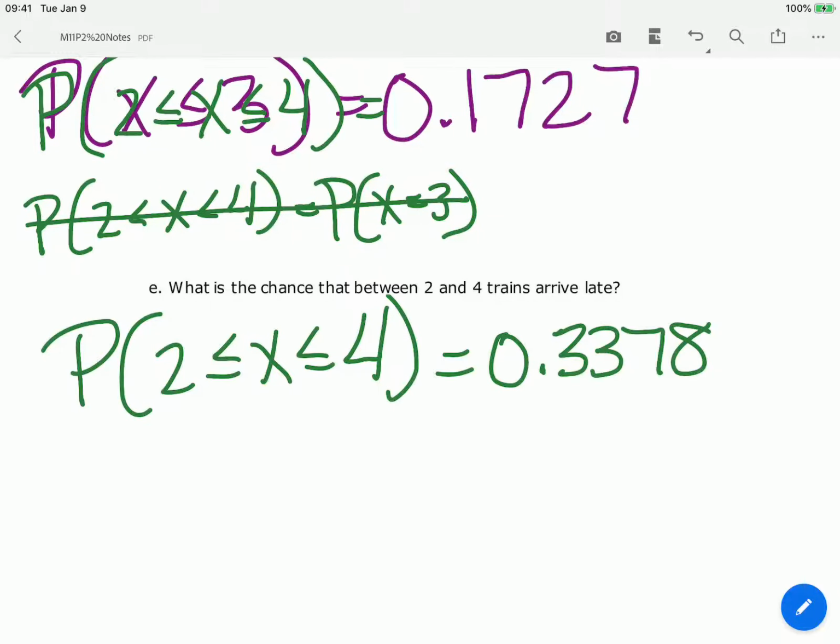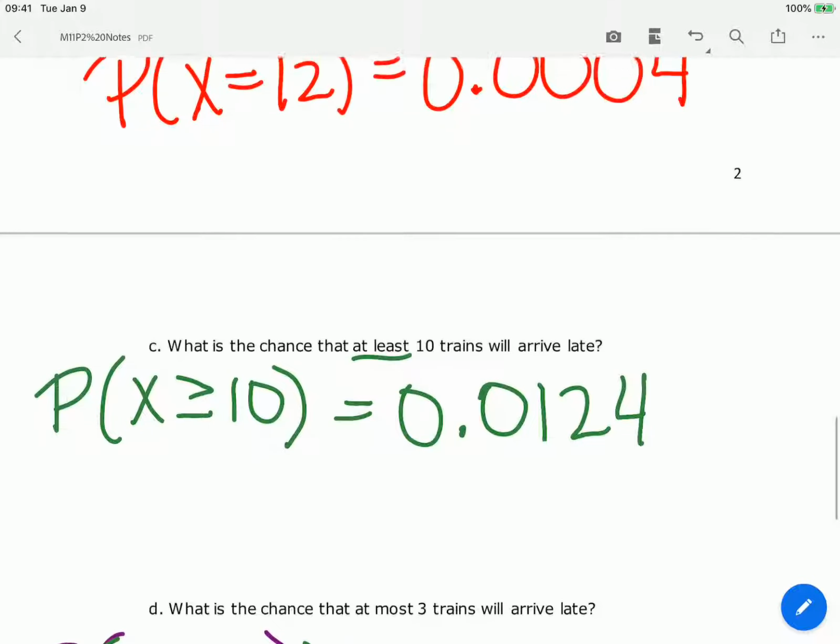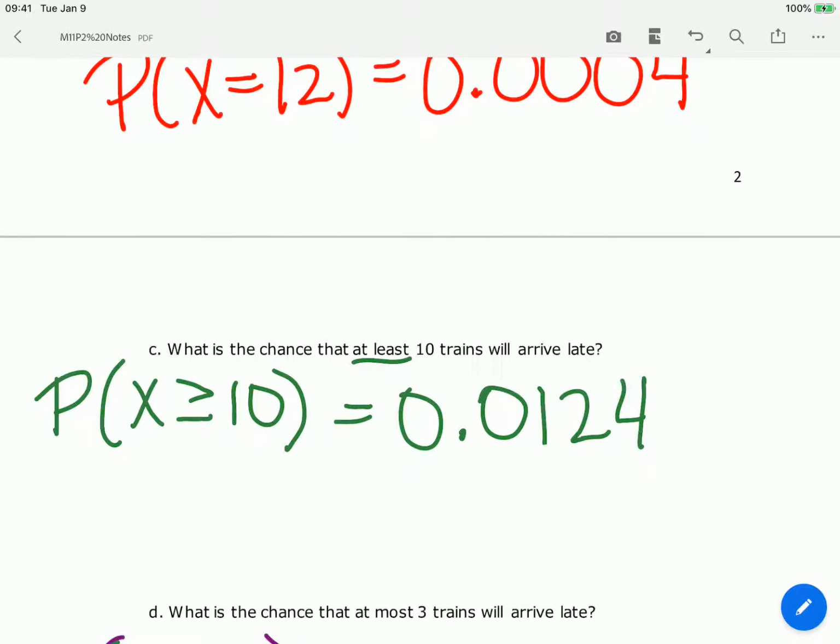Now another question I might ask you is, what's the probability that more than 10 trains will arrive late? So more than does not include the 10. So that would be the probability that x is greater than or equal to 11. And then if I said less than 3 trains will arrive late, that means we're not going to include 3. So that's the probability that x is less than or equal to 2.